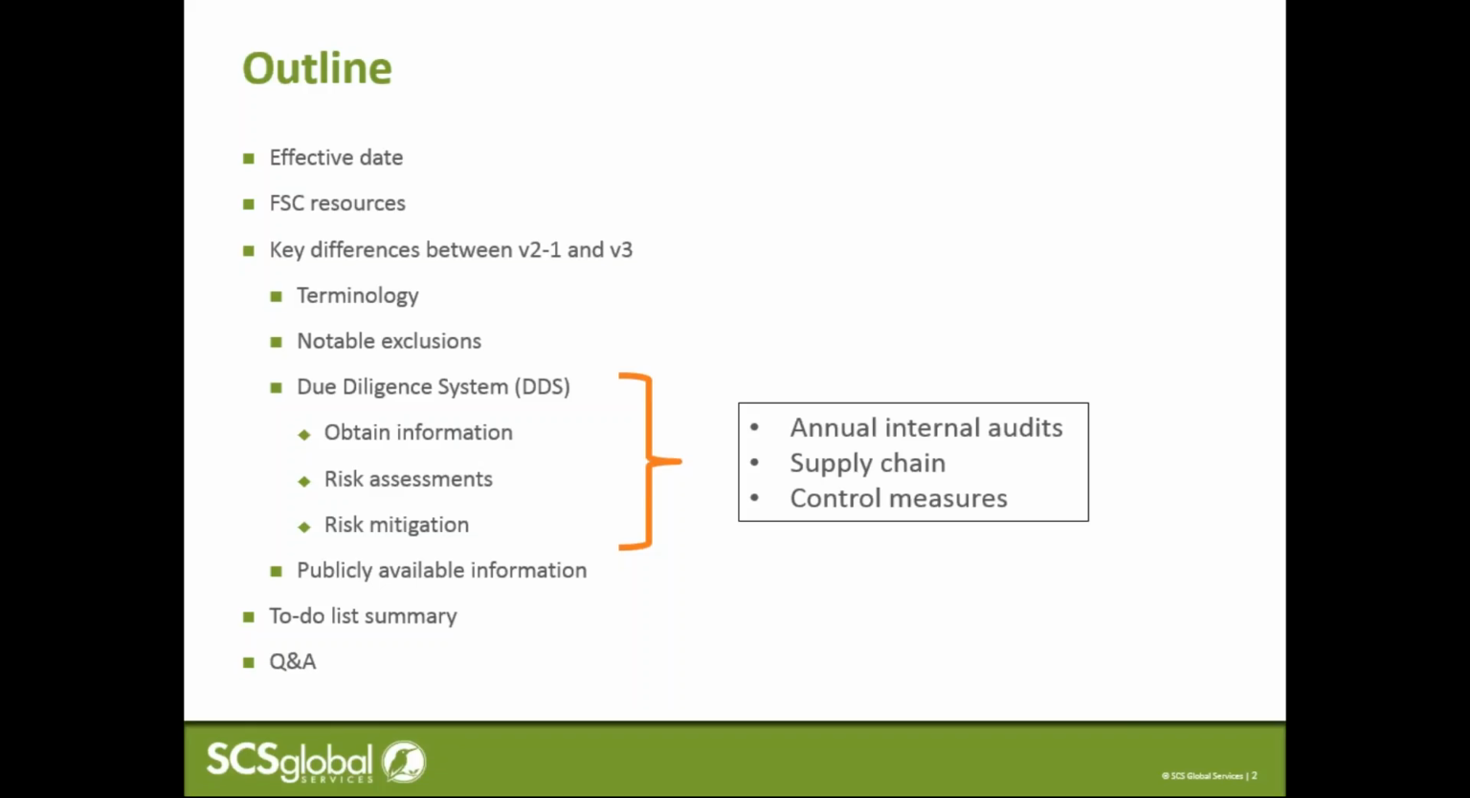Most of the discussion will focus on the due diligence system, or DDS, much of which overlaps with 2-1 requirements. However, we'll discuss the introduction of such new requirements as annual internal audits, the risk of mixing with non-eligible inputs in the supply chain, and control measures. During the course of the presentation, we will also provide you with a list of to-do items, which may guide your preparation for your company's transition to the new version. We'll then conclude with a question and answer session.